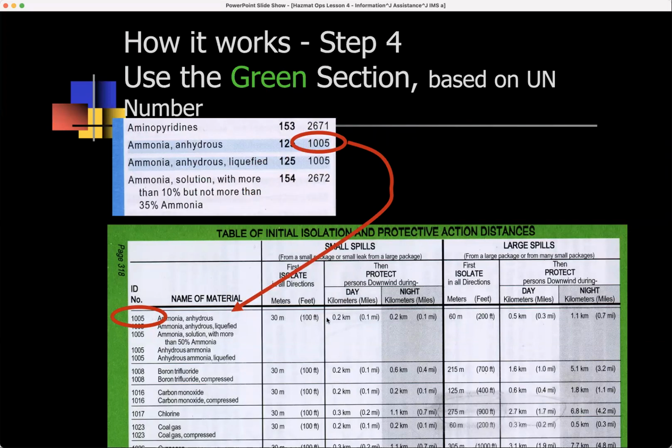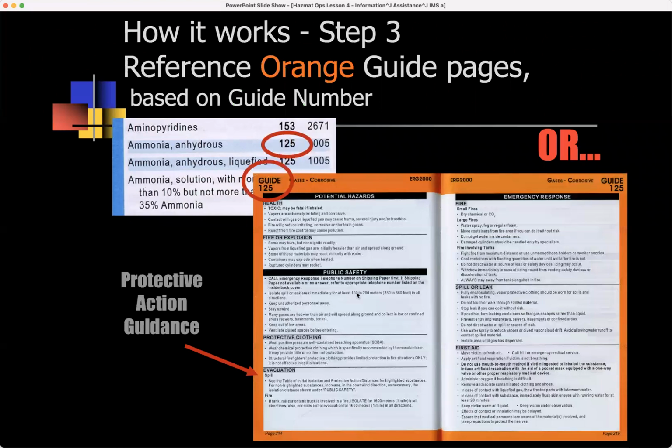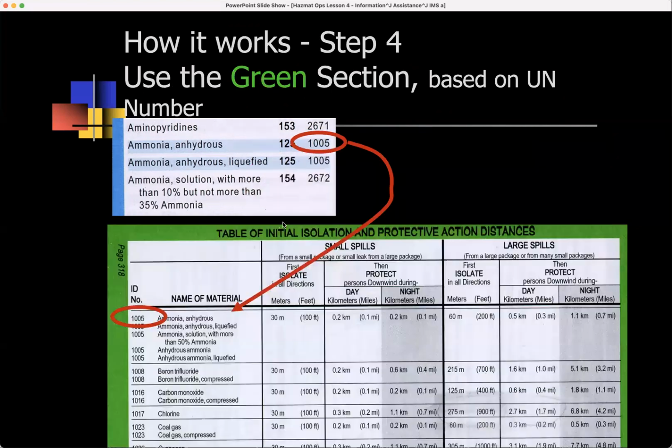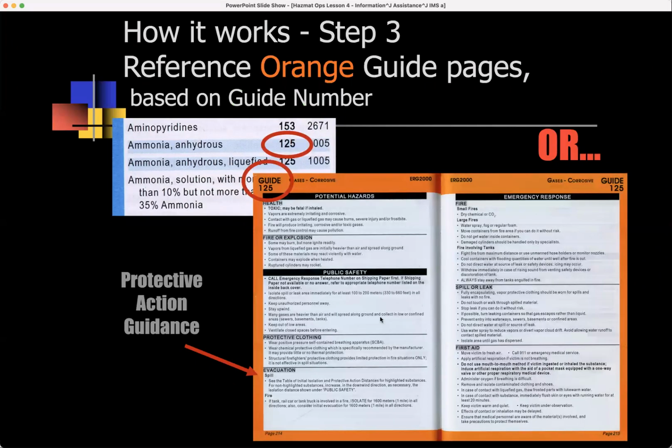Remember we talked about how the guides are general. This is for all gases that are corrosive. The green section is product specific. That's why we know that for anhydrous ammonia, we can isolate for 100 feet or 30 meters. The guide doesn't know we're dealing with ammonia specifically, so it covers all of the corrosive gases. That's why it's different.